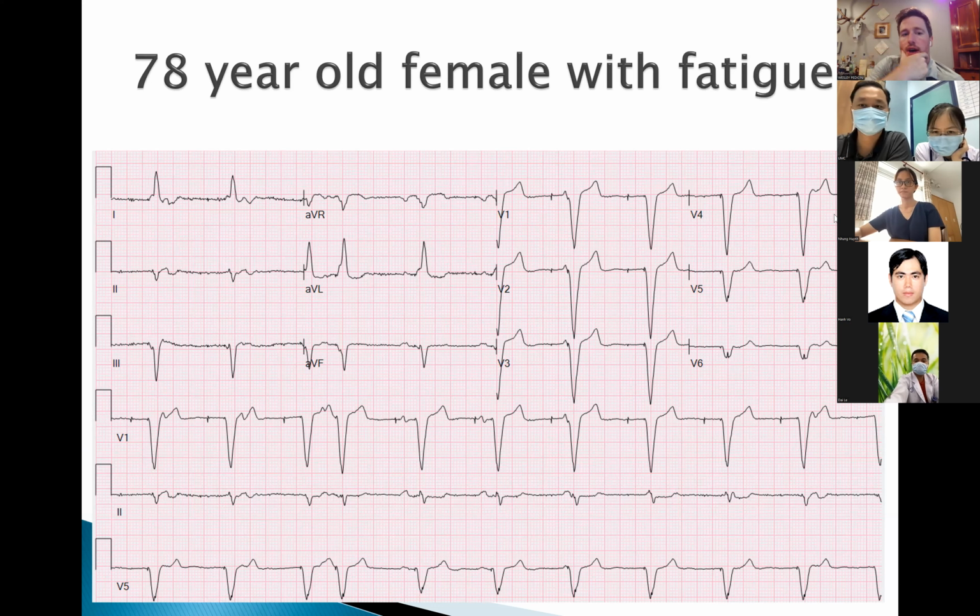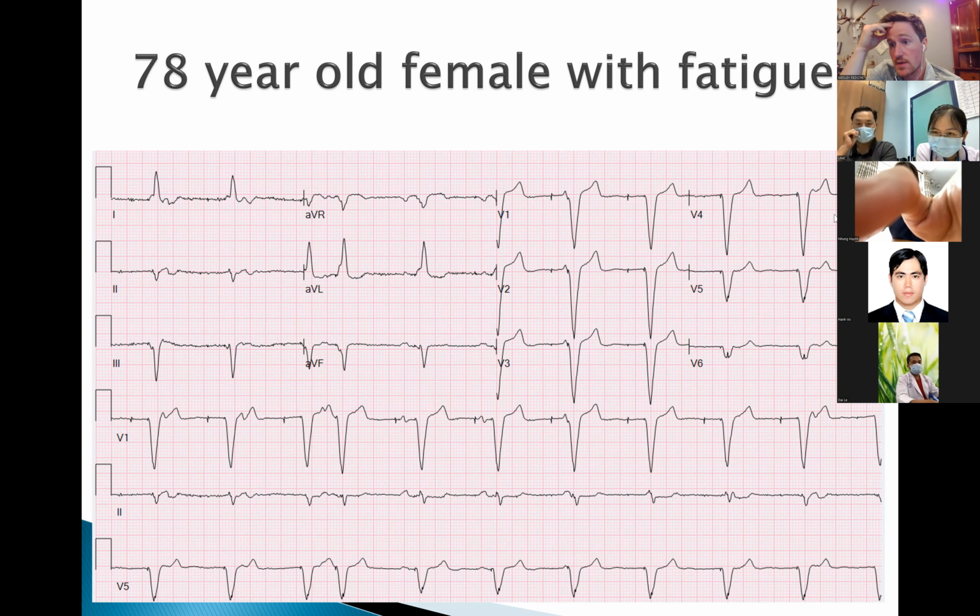So here's another case. We have a 78-year-old female with fatigue. Let's take a look at this, see what we think may be going on here. A little bit difficult. The pacemaker spikes are very, very small, but I do see at least some QRS complexes with pacer spikes. And then I also see a pacer spike before those QRS complexes. So maybe this is a dual sequence, right? Because we see two pacer spikes.